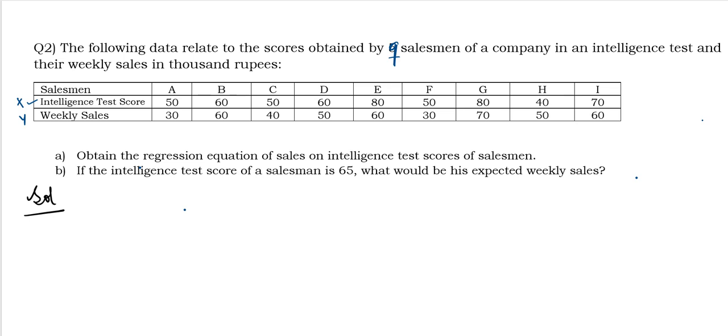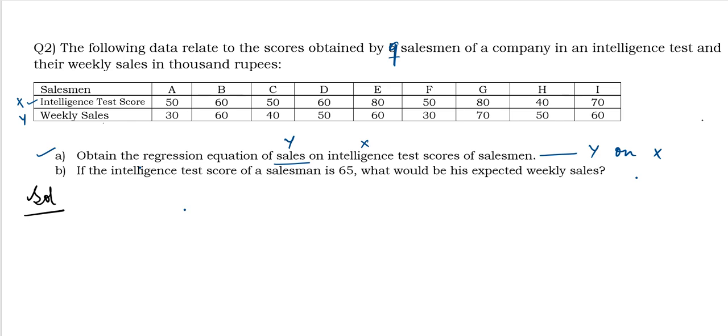So what you have to find out is the regression equation of sales on intelligence test. Sales means what? Y. मतलब यहाँ पे क्या पूछा गया आपको? आपको y on intelligence test score x है, तो यहाँ पे आपको निकालना है regression equation of y on x. मतलब x on y और y on x दोनों निकालने की जरूरत नहीं है. The question which is being asked, that only you have to find out.